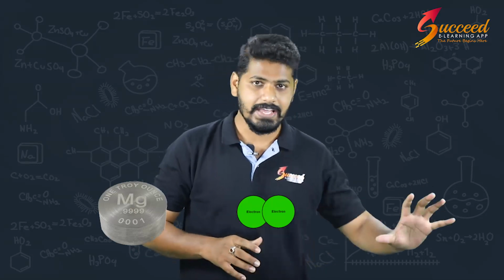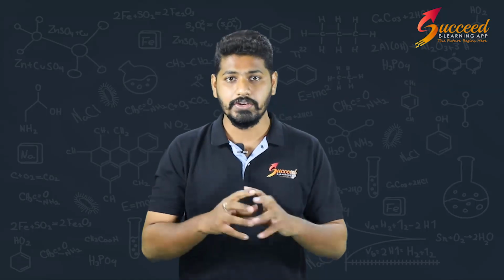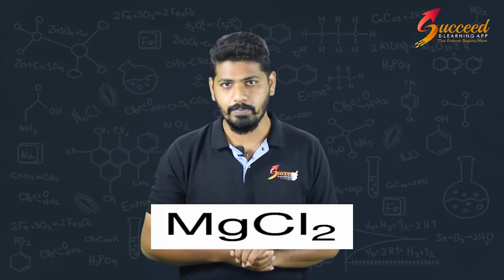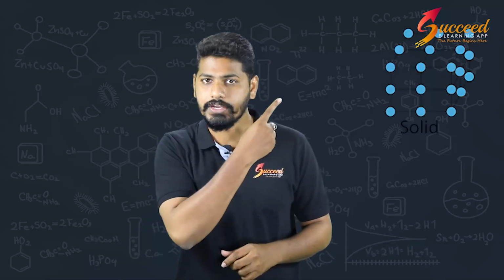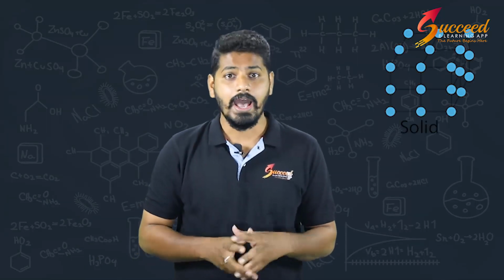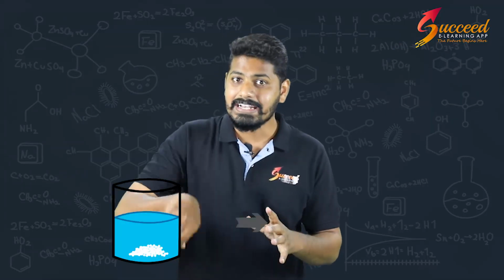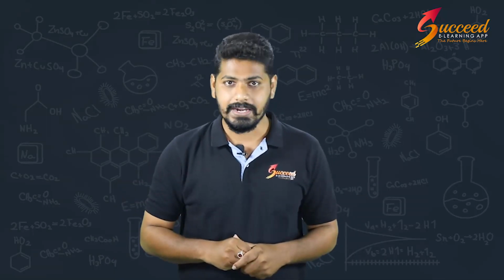When magnesium releases 2 electrons, whereas the chlorine accepts the 2 electrons, they combine to form a new compound called magnesium chloride, which is an ionic compound. Now let's see the properties of ionic compounds. Ionic compounds are solid. Ionic compounds have high melting point and boiling point. Ionic compounds can dissolve in water. Because of this property, ionic compounds can conduct electricity.